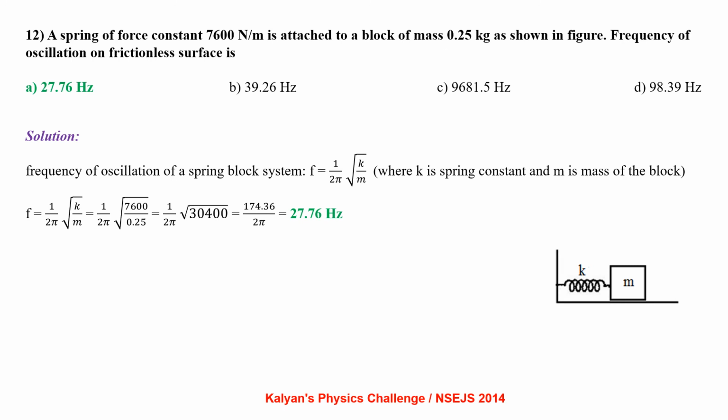A spring of force constant 7600 newton per meter is attached to a block of mass 0.25 kg as shown in the figure. The frequency of oscillation on a frictionless surface is? Frequency of oscillation of a spring-block system f equals 1 by 2 pi root k by m. Upon substituting the numerical values, we get f equal to 27.76 Hz.